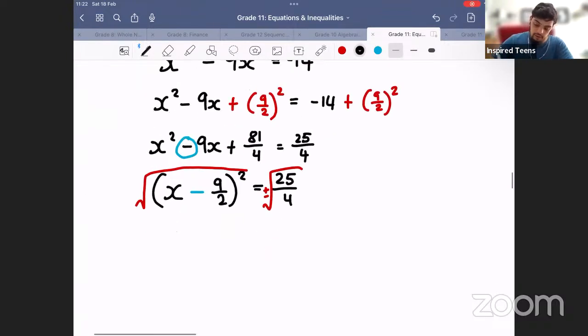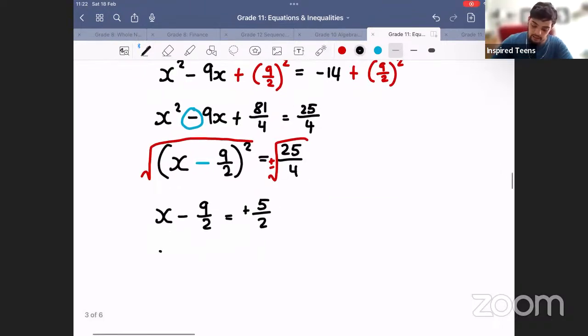Okay, but let's continue with this. I have X minus 9 over 2 is equal to positive. I can square root 25, square root 4 separately as a numerator and denominator. Positive 5 over 2. X minus 9 over 2 is equal to negative 5 over 2.